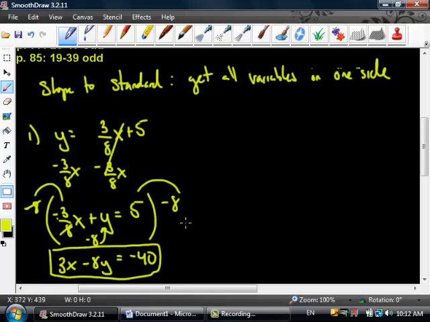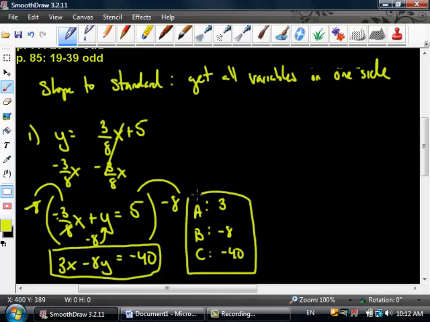After I do this, I will ask you to identify A, B, and C. In this case, just make the association. A is going to be 3. B is going to be negative 8. And C is going to be negative 40. Raise your hands if I lost you with that step. You're just making the association, is all you're doing.